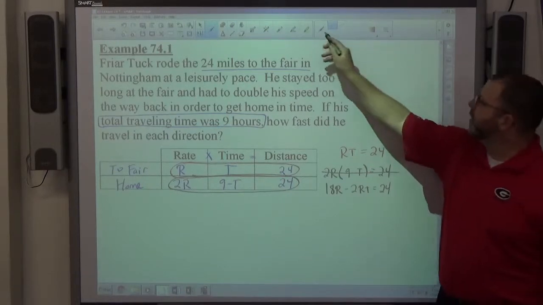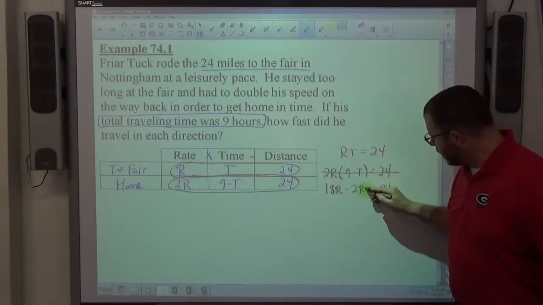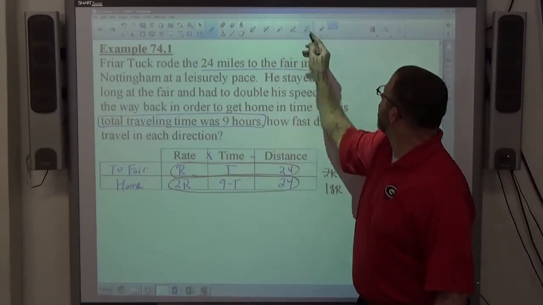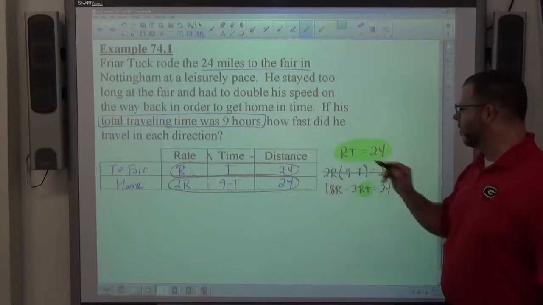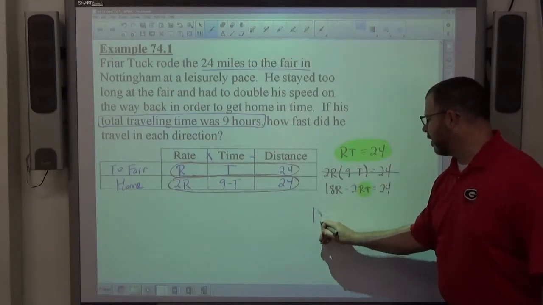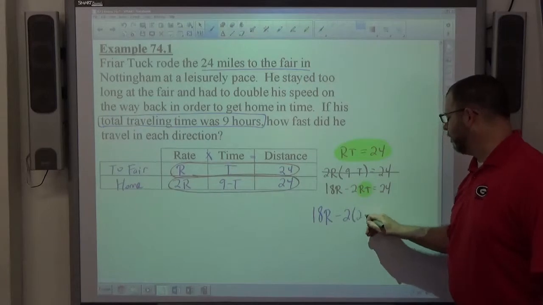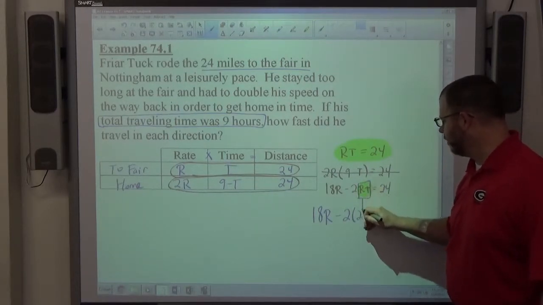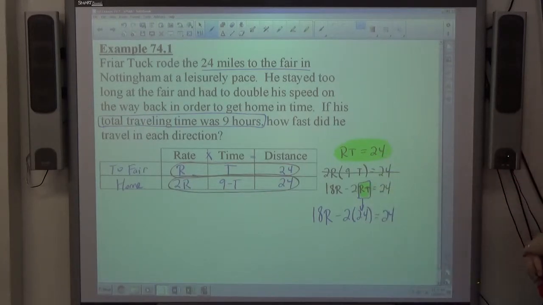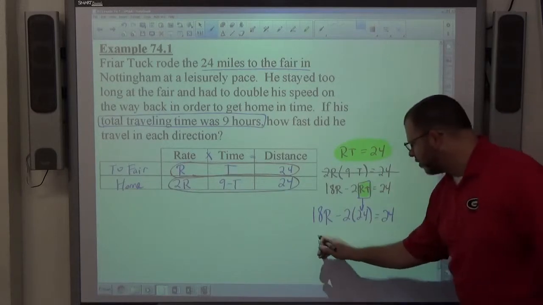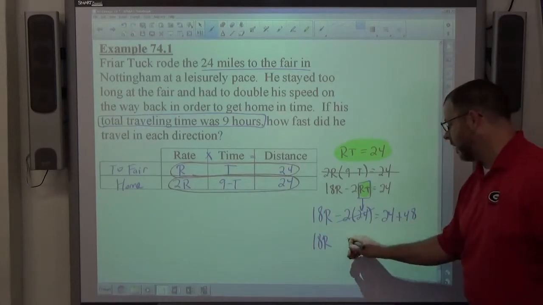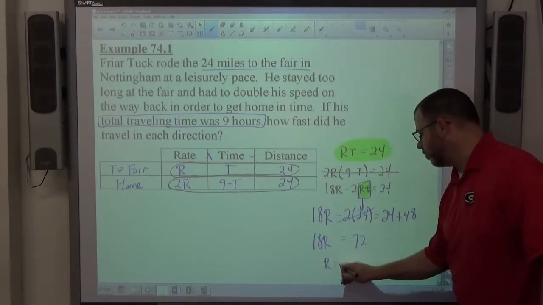And what you're going to notice here is that this object, RT, is right there. Even though I don't know what R or T equals individually, I know that R times T is equal to 24, right? So I can do a substitution here, and just like that, I'm going to get 18R minus 2 times 24, because I'm replacing RT with 24, is equal to 24. RT does equal 24. And just like that, the only variable left is R. So 18R, if I move the negative 48 across, becomes plus 48, right? 18R equals 72. R equals 4.